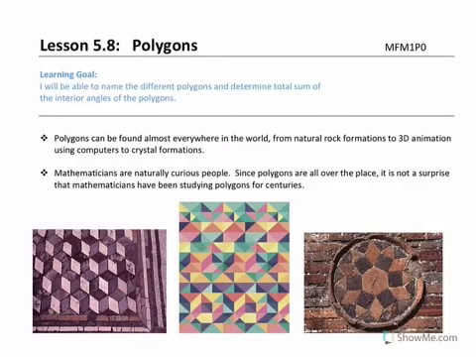Okay, so what I'm going to teach you in this video is about different polygons and then also how to calculate the sum of the interior angles in a polygon. But first of all, what is a polygon? A polygon is a two-dimensional shape. If you look anywhere in the world, you should be able to find different polygons all around. And there's some examples at the bottom.